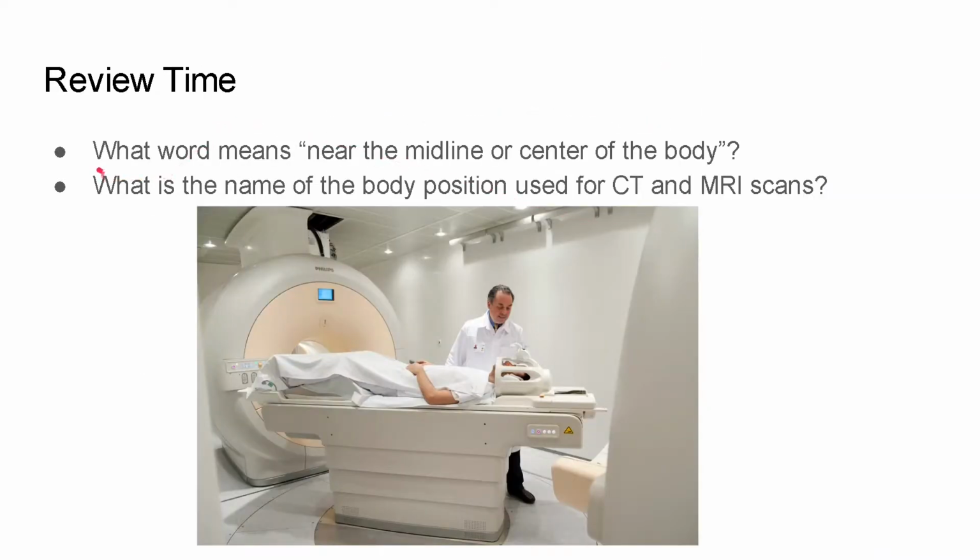So review time. What word means near the midline or center of the body? Think about that. That would be medial. Medial means near the midline or center of the body. What is the name of the body position used for CT and MRI scan? So here you can see you have your CT or MRI scan. That would be the supine position. This patient here is going into the MRI scan in the supine position.